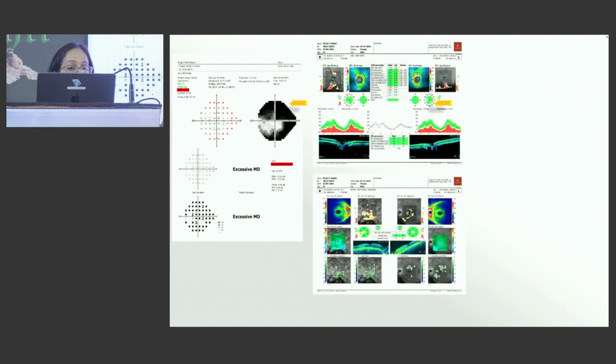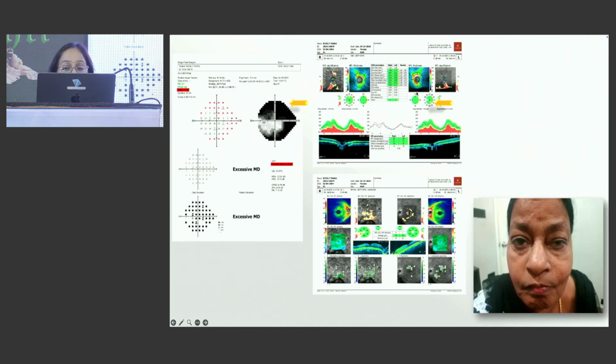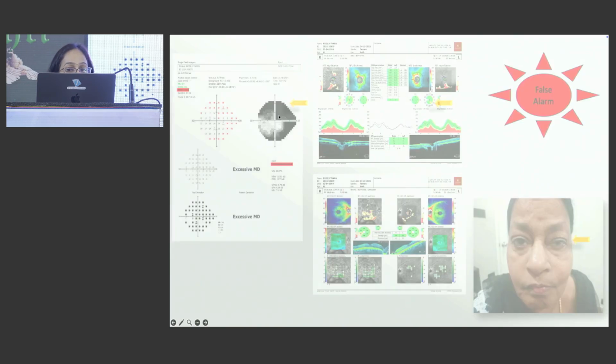This patient was frequently having a superior field defect, but the structural loss was not corresponding to the visual field defect. The patient was having a ptosis. So because of this ptosis, the patient was having a superior field defect. So it was like a false alarm.